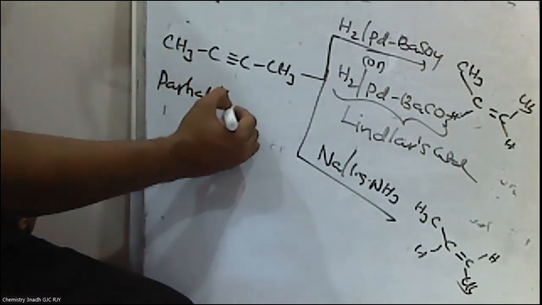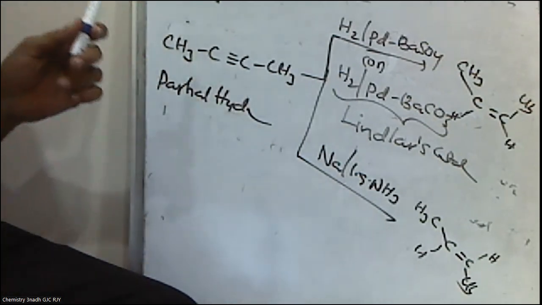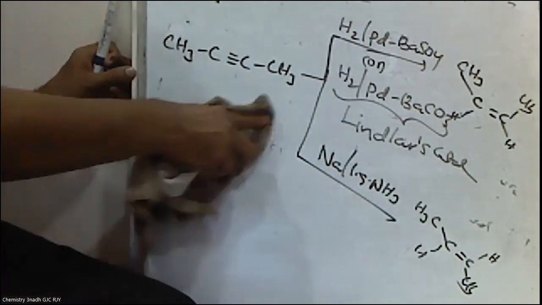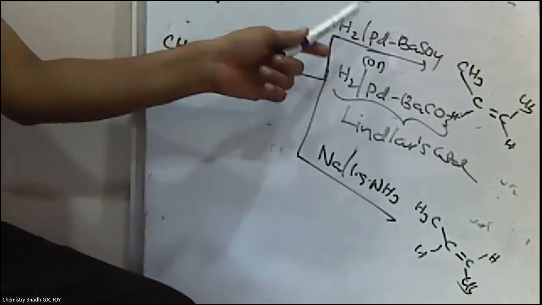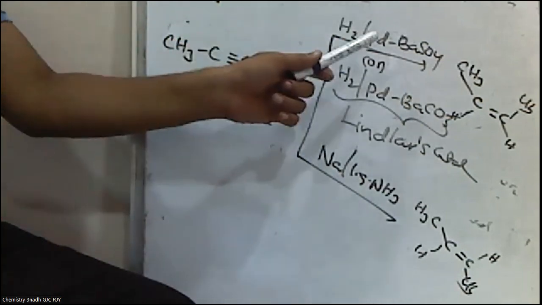Partial hydrogenation means that to become saturated, the alkyne has to react with two hydrogens, but here it reacts with only one hydrogen. That's why it is called partial hydrogenation.